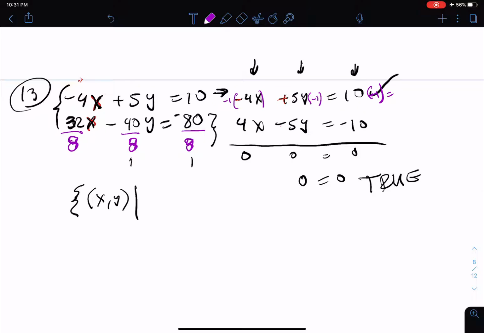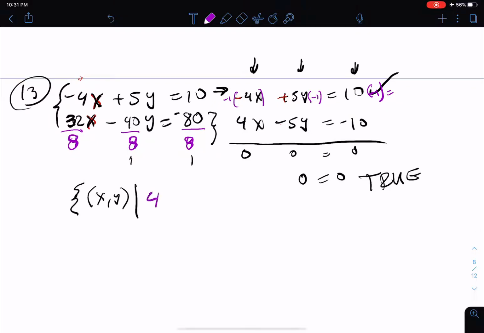So my solution is going to be the set of all (x, y) such that your (x, y) makes this true: 4x minus 5y equals -10. And yes, you could have put the first one up in here with -4x plus 5y equals 10. But usually when your leading coefficient is positive, we like that better. Either way would work. Get rid of that. And that's your solution.